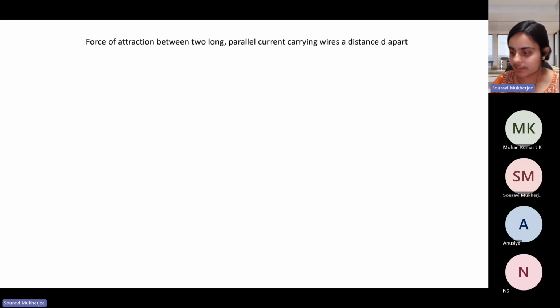Okay, someone says repulsive. So if you have currents flowing in the same direction, you say that it's repulsive. Why do you think so? What's the thought process here that you are using?